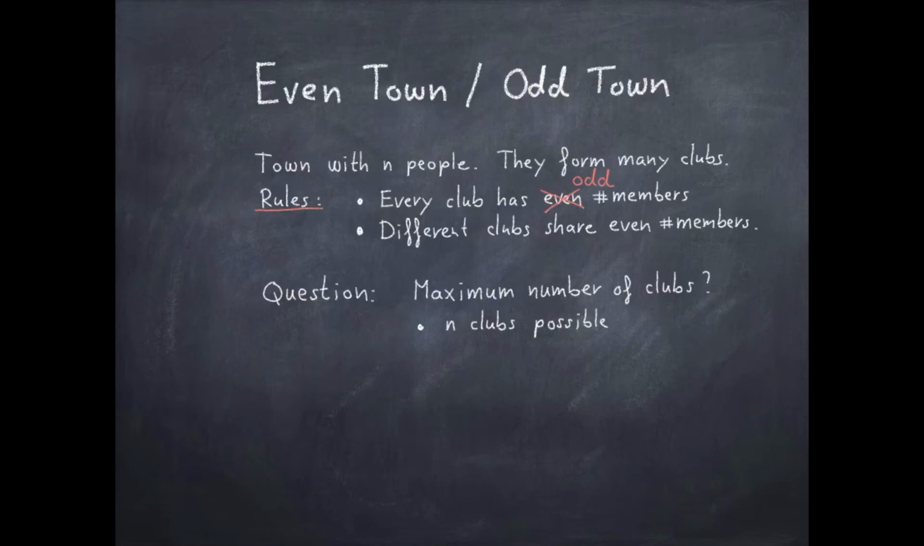Well, they surely can form at least n clubs, because they can make every person into a single club, all by their own. Now, the interesting fact is that n clubs is in fact optimal. It's not possible to get more than n clubs. To show this, we will use the linear algebra method.